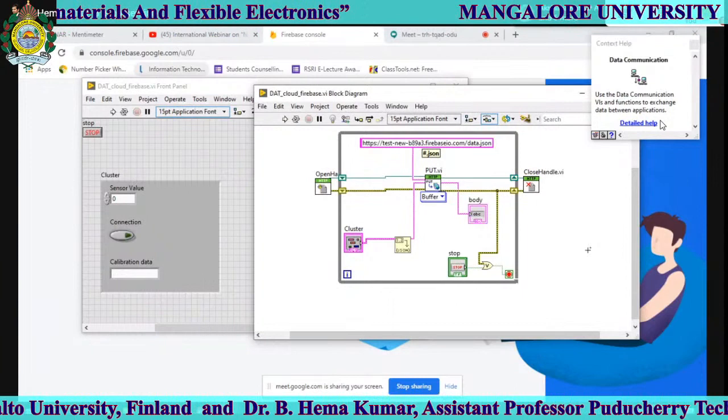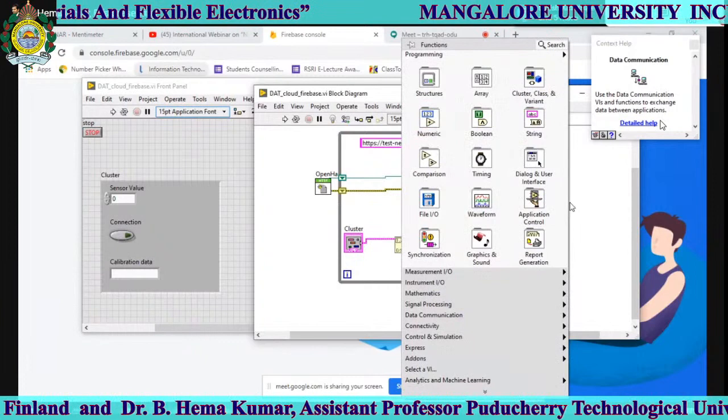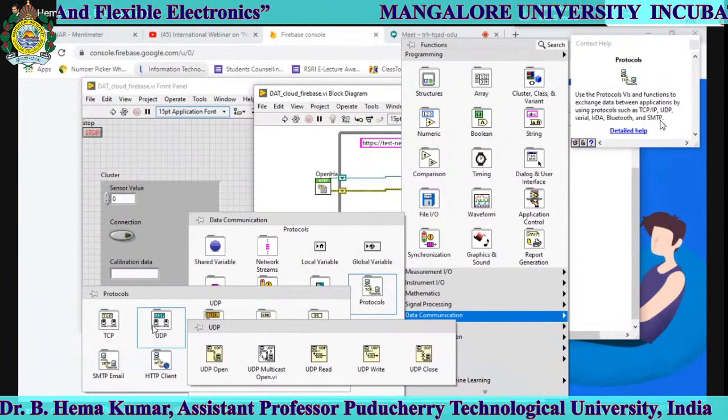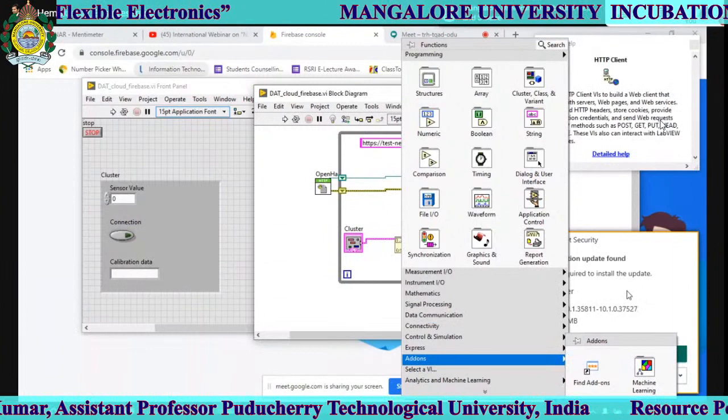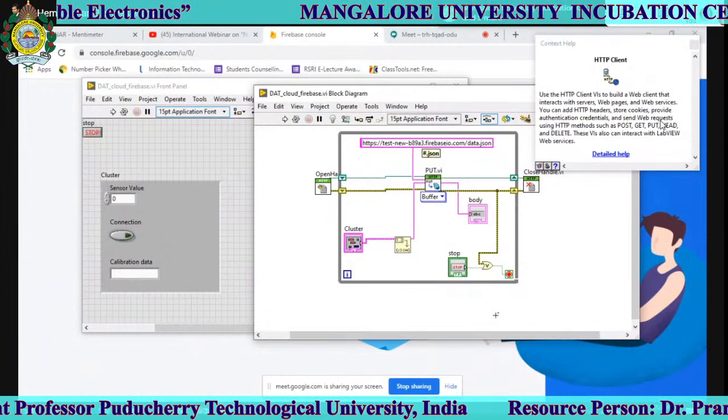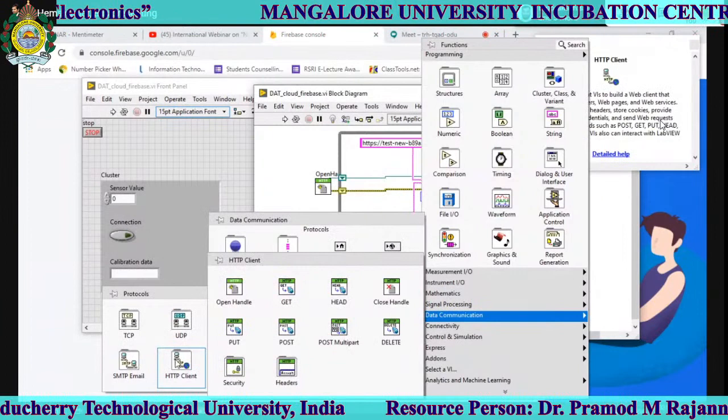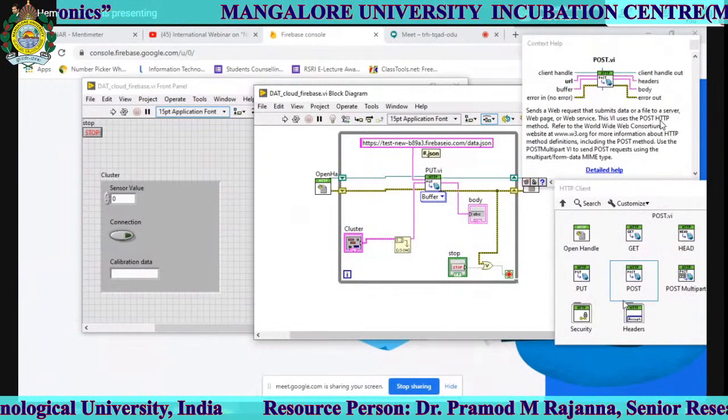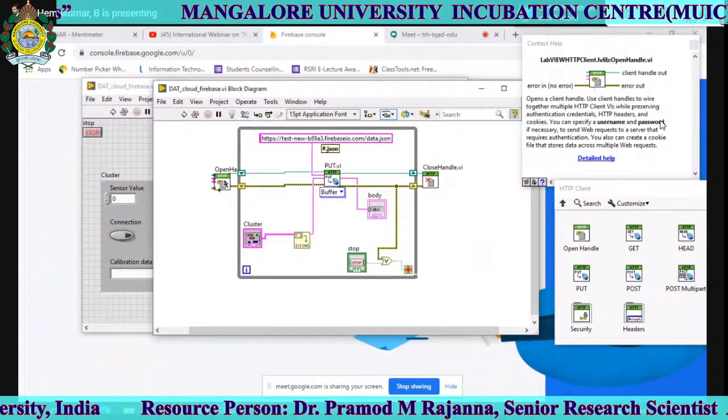Okay. So here I'm going to use a protocol called HTTP. When I right click, I have data communication. Under protocols, I choose HTTP client. Okay. So this is the protocol I'm going to use. Whenever I want to initiate the response, I have to use open handle. That will be actually initiating our mechanism.